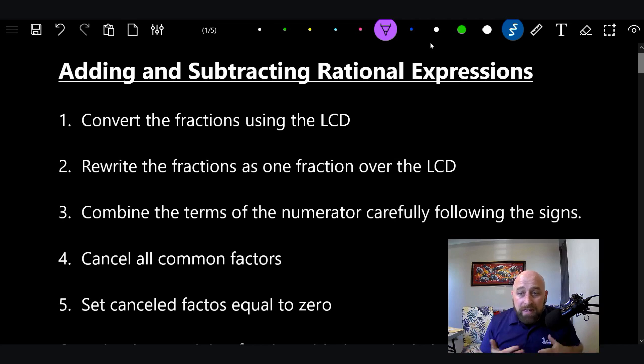Number 3, again, same as we did. Here's the great thing about this lesson. There's no new material in this lesson. It's just a combination of the last 2 lessons, okay? Step number 3, we are going to combine the terms of the numerator. Make sure to carefully follow the signs. Step number 4, we want to cancel all common factors. Step number 5, we want to set those factors.